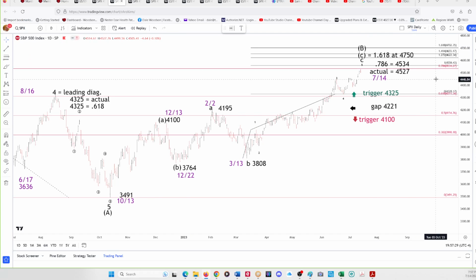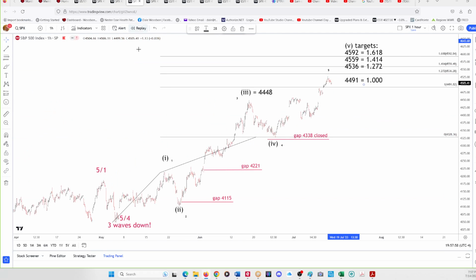We have some multiples up here. The 1-to-1 for that 5th wave is 45.59. We hit 45.27, and you can see the 786 is at 45.34, and the 1.68 multiple for wave C is 47.50. So we have a couple higher upside targets. However, this move is complete, or at least nearly so. Okay, that's the daily. Let's look at the hourly.